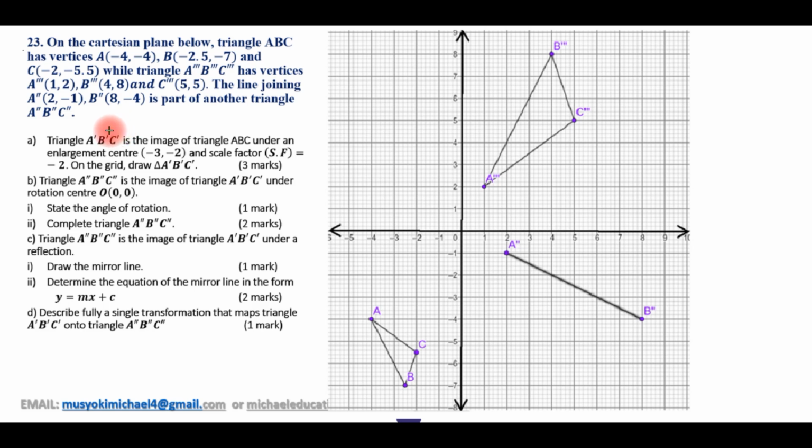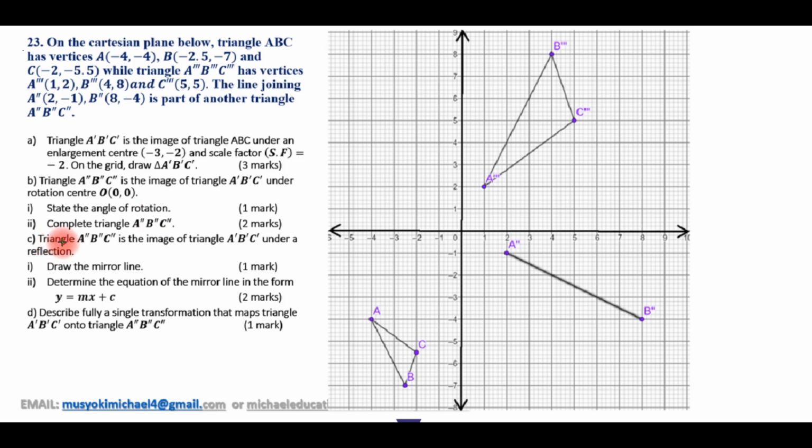Triangle A prime, B prime, C prime is the image of ABC under an enlargement center -3, -2, and the scale factor is -2. On the grid, draw triangle A prime B prime C prime. Then part B, triangle A double prime B double prime C double prime is the image of triangle A prime B prime C prime under rotation center 0, 0.